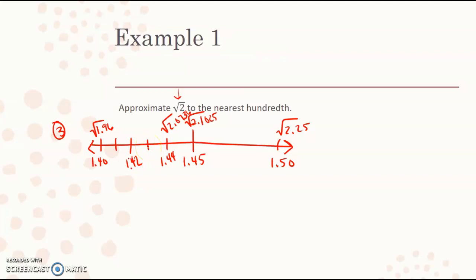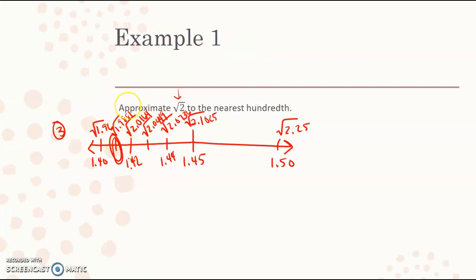So then I'm going to try 1.43 squared, and that gives me the square root of 2.0449. So I'm getting closer, but I'm still not there. 1.42 squared gives us the square root of 2.0164. Still above 2, so that tells me 1.41. Oops. 1.41 squared is 1.9881. So that tells me that this is the answer.